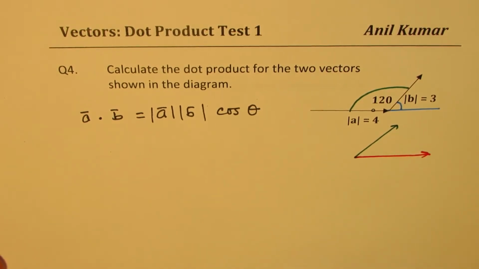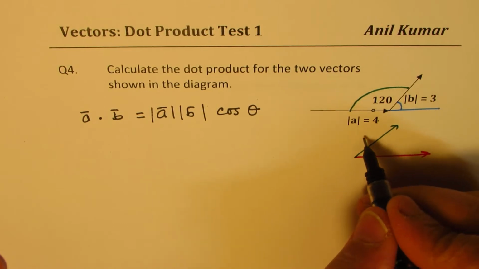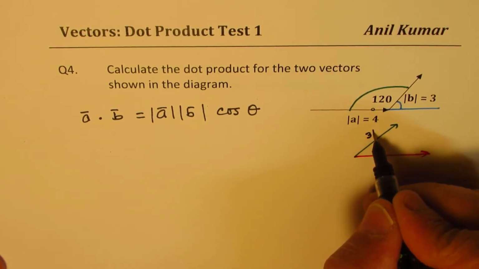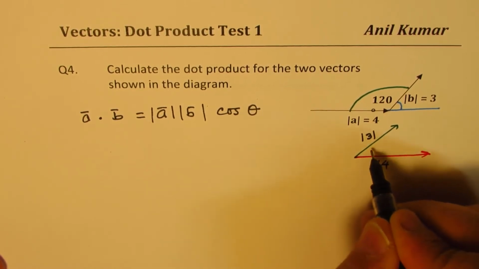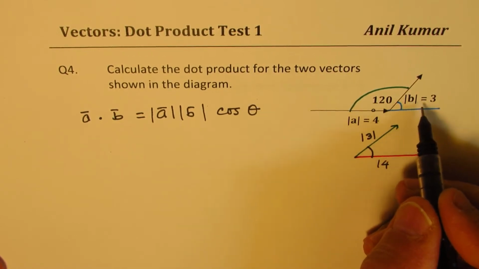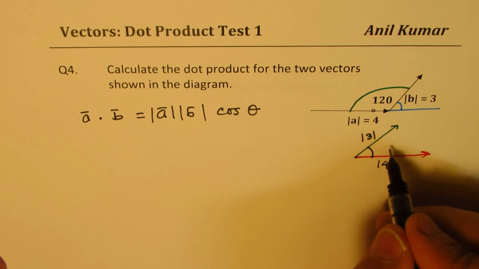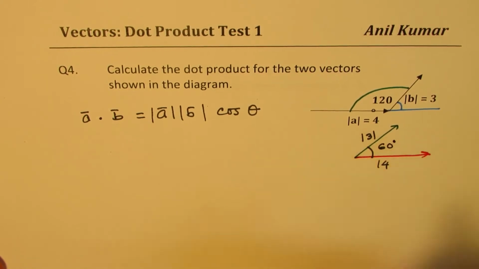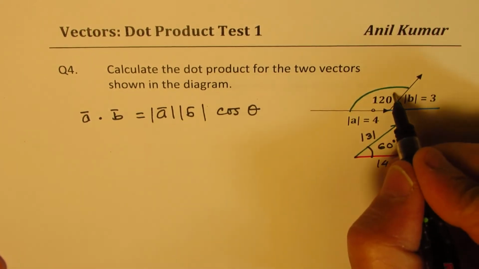Do you get the idea? So you have to think like this. This vector has a magnitude of 3, this vector has a magnitude of 4, and the angle between them is 120 taken away from 180, which is 60 degrees. Does it make sense to you?